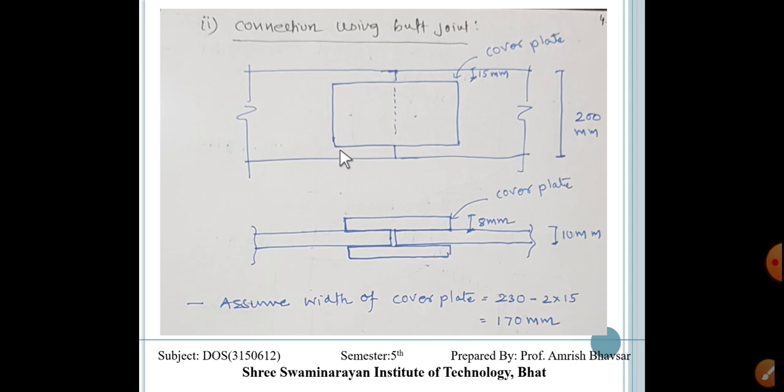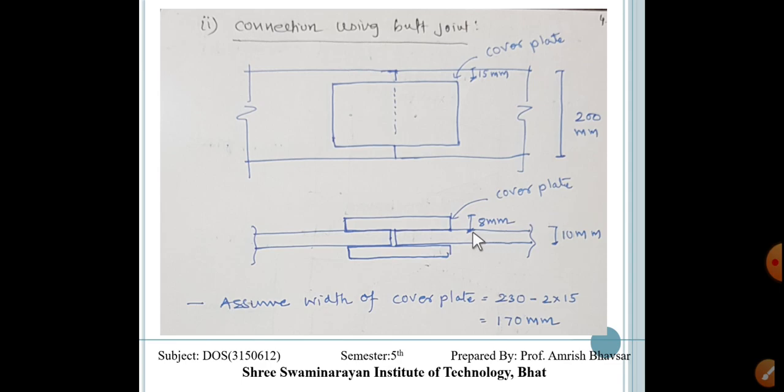If we are not doing this, and we consider the plate as a whole, then we get the 200 mm length only. So to reduce that inconvenience, we must take a smaller size of plate as a cover plate. So assume the width of the cover plate is 200 mm minus 2 times 15 mm. Here 15 mm and here 15 mm. So exactly we get the width of this cover plate, that is 170 mm.